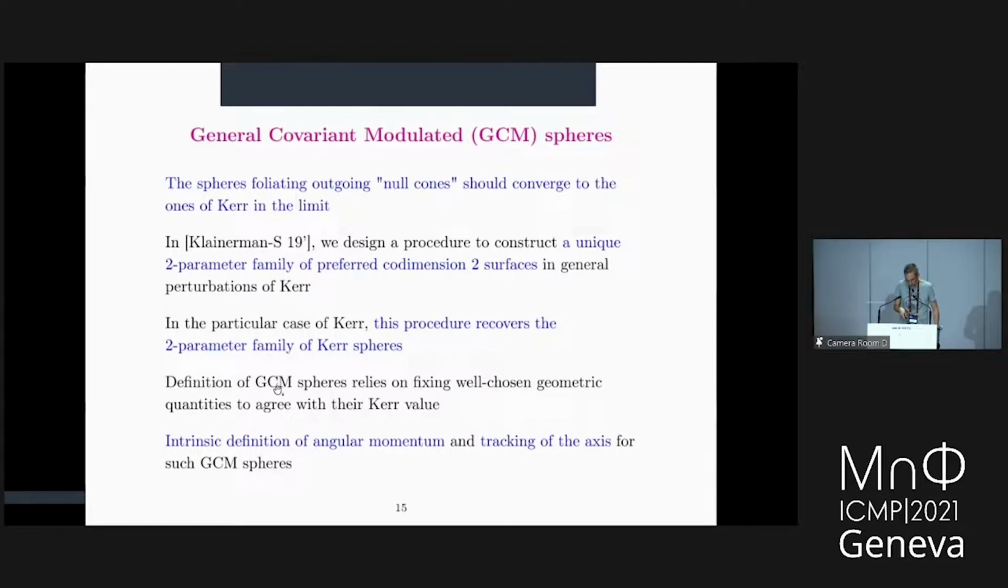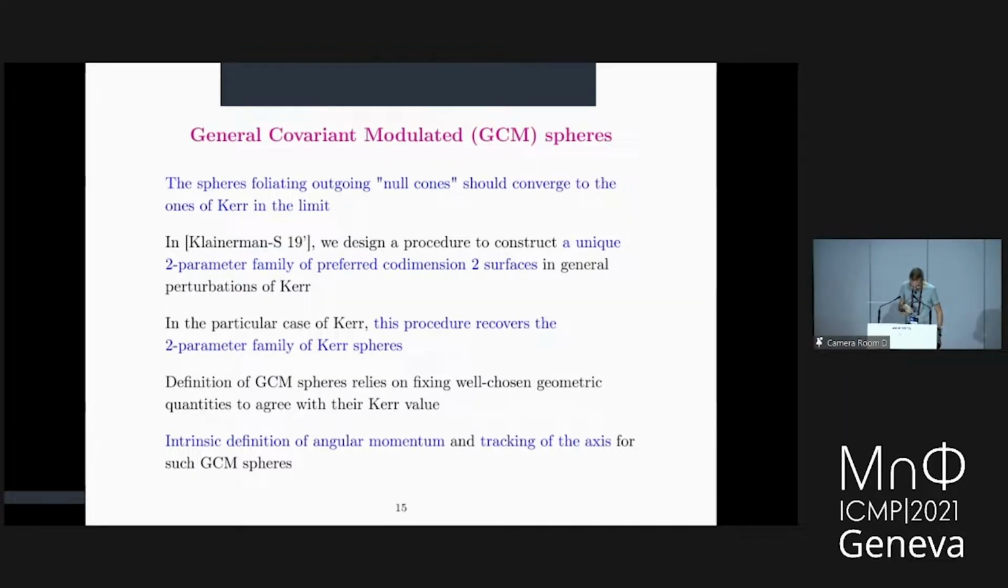Okay, so then, let me say briefly something about these spheres. So these spheres rely on fixing well-chosen geometric quantities to agree with their Kerr value. Okay, so that's the definition. I'm not going to show you this quantity, it is not too relevant here, but the important thing, of course, is that defining them is easy. What is difficult is to actually show that they exist. So constructing them, showing uniqueness, and in fact other statements like rigidity.